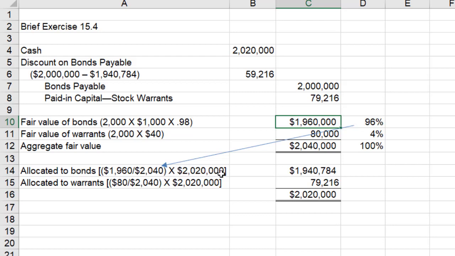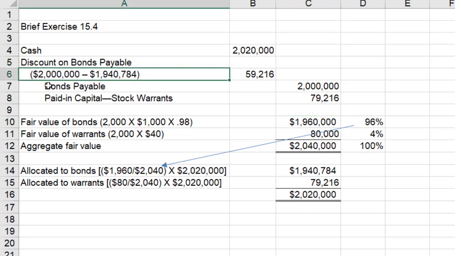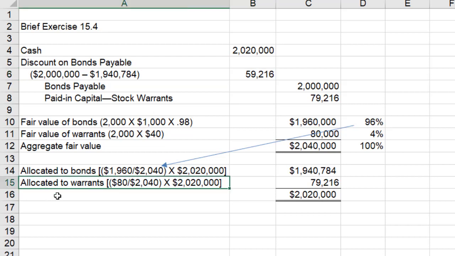So of the 2,020,000, 96% of that would be 1,940,784. So now we know the discount on the bond because the bond's face value is 2 million, but we allocated 1,940,784. We know the discount has to be 59,216. The warrants are 4% of the $2,020,000 that was received, so that's 79,216. And so all this together should come out in your calculation.